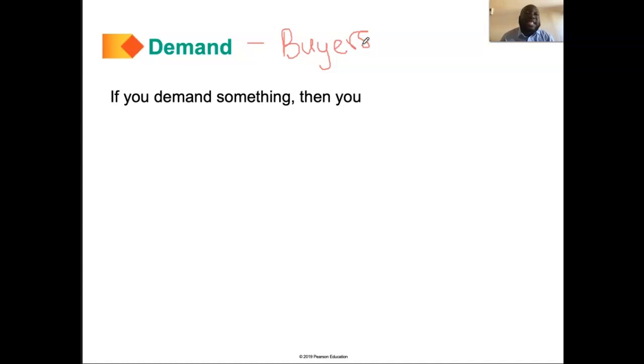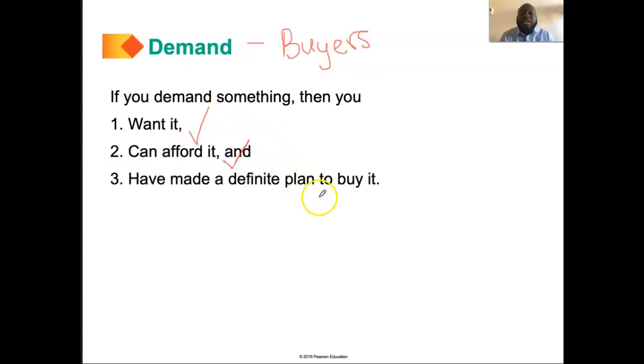Now, if you demand something, or in economics, for something to be constituted as demand, it has to meet 3 criteria, okay? So first of all, you need to want that good. Second, you need to be able to afford it. And 3, you need to have a definite plan to buy it. That actually constitutes demand in economics.